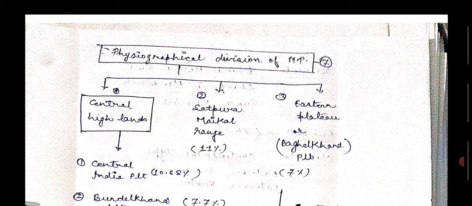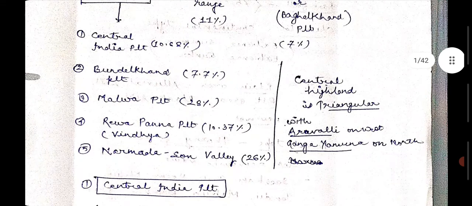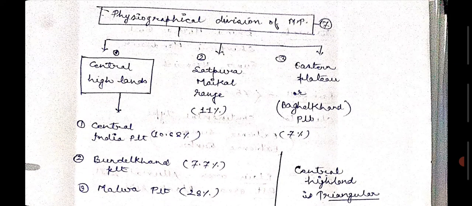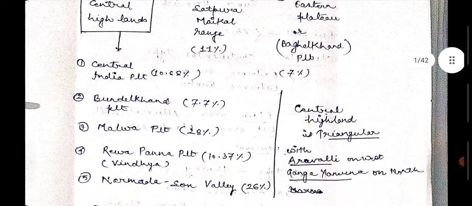Further, Central Highland is divided into 5 regions. Within Central Highland there is the Central India Plateau, second Bundelkhand Plateau, third Malwa Plateau, fourth Rewa-Panna Plateau or Vindhya region, and fifth Narmada Son Valley.